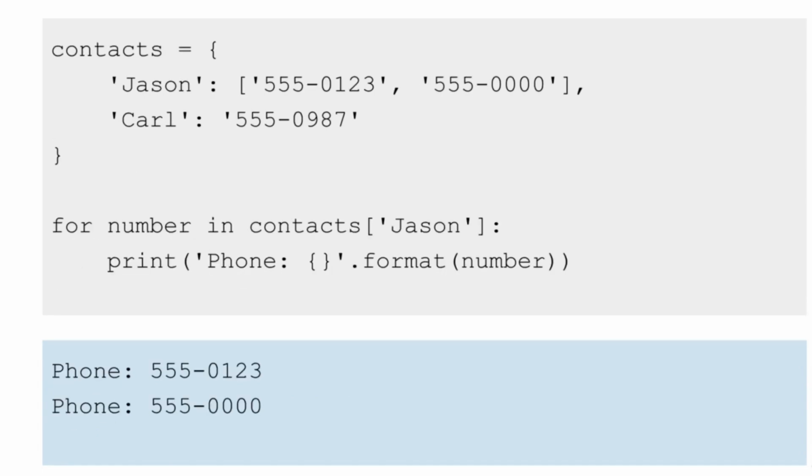Accessing the value associated with the key in a dictionary acts in the exact same way as if you were working with that value directly. For example, let's use a for loop for all of Jason's phone numbers in the list. Here you can see that the print statement was run against each one of the items in the list and is displayed to the screen.